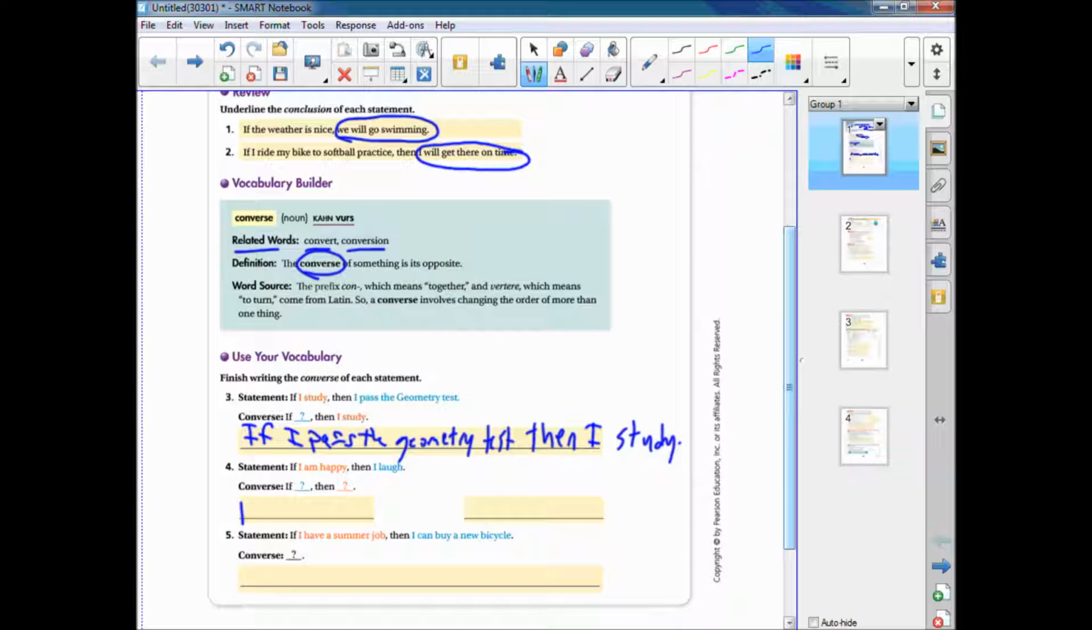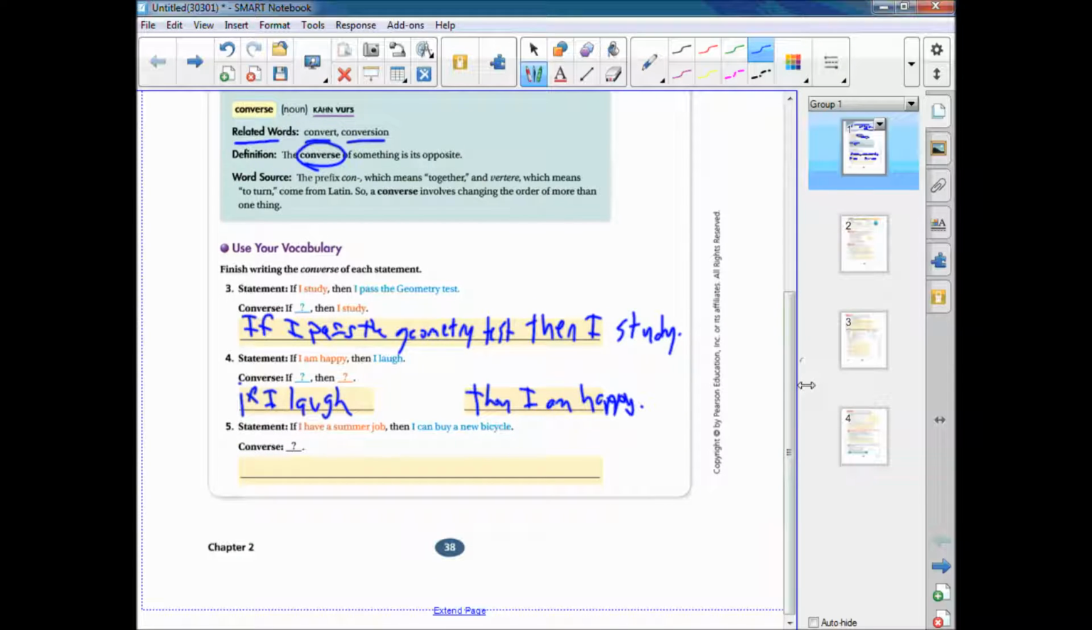All right, and we just had to write in the blue part, but we have both. So if I am happy, then I laugh. All right, so the blue part should go first. So if I laugh, then I am happy. Now notice we're not making any statements about whether these are true conditional statements. We're just changing them around to the converse, okay?